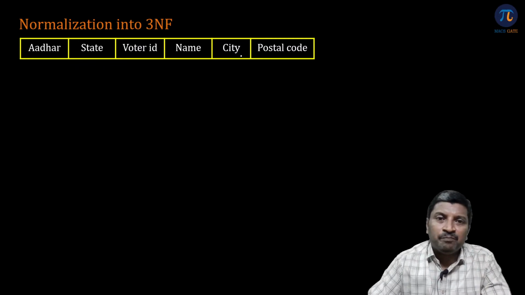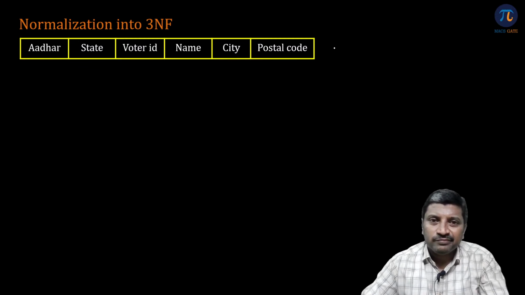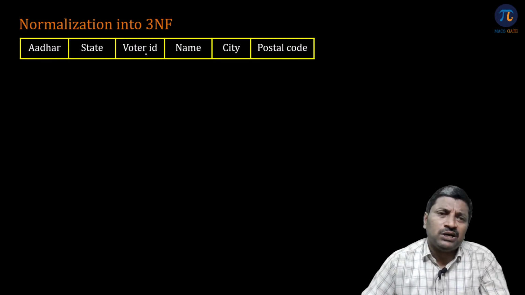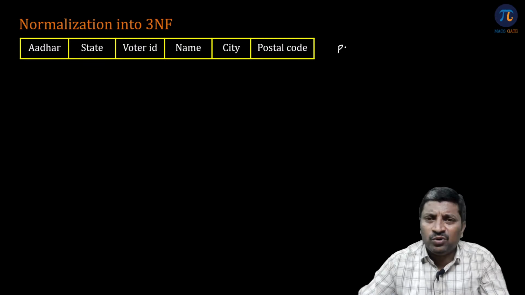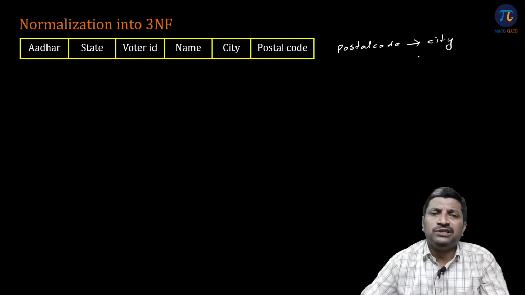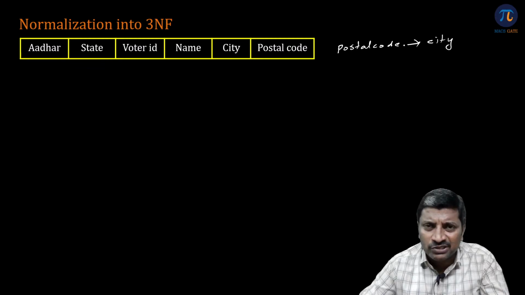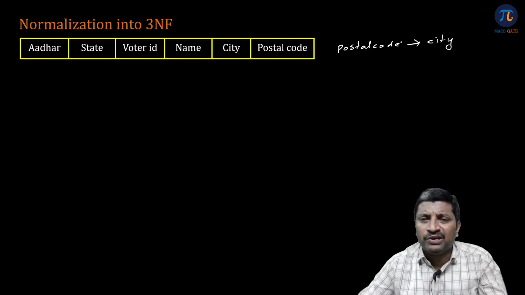So in this example, let's consider it, sir. Aadhaar, state, voter ID, city, postal code. If you observe here, whenever I know the postal code, I can find the city. Am I right, sir? Because the postal code is unique across India. So whenever you know 523007, you can identify the corresponding city is Vijayawada. Like that, by using postal code, you can identify city.